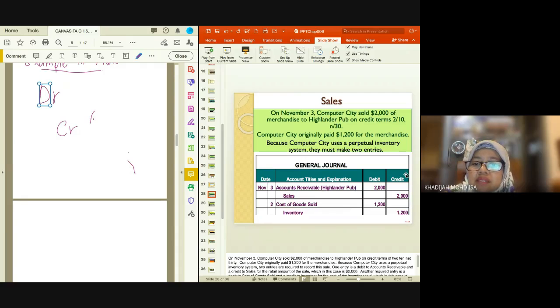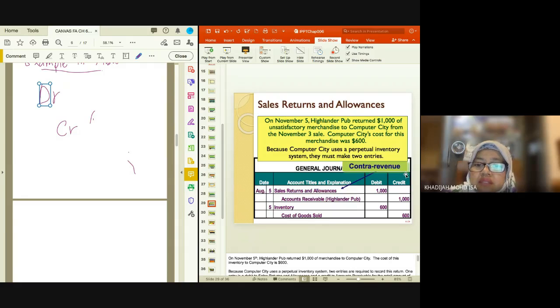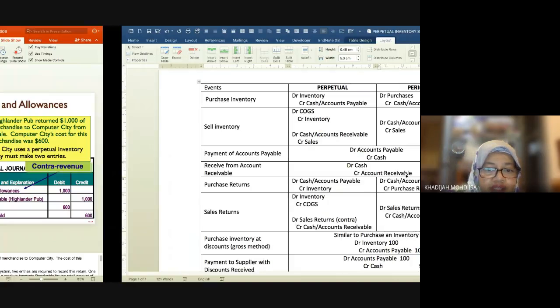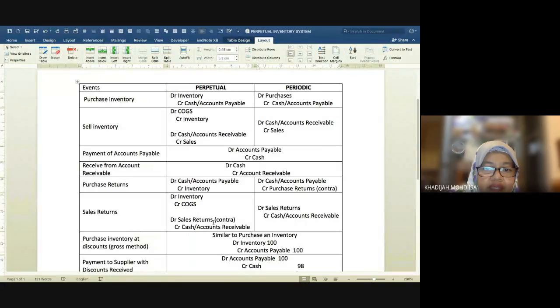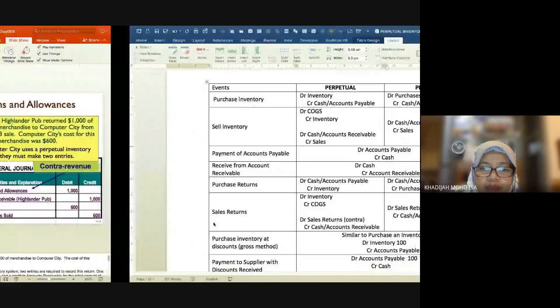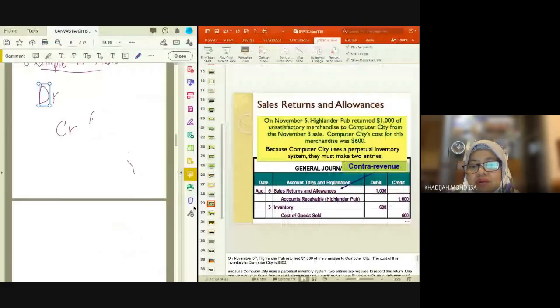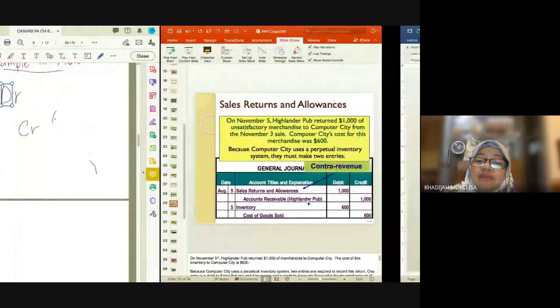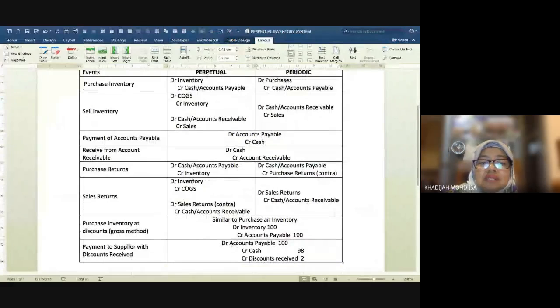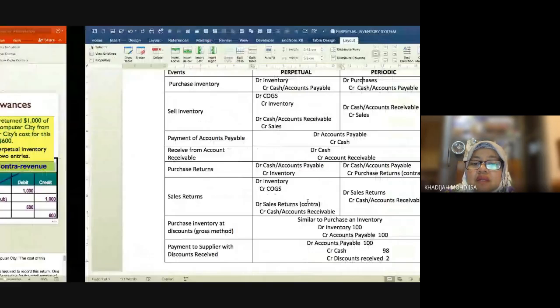All right, sales here. This is the example of sales under perpetual. Sales return, so debit sales return, credit accounts receivable, and debit your inventory, credit your COGS. So it's correct. I will share with you. If you need these notes, I can share with you later.